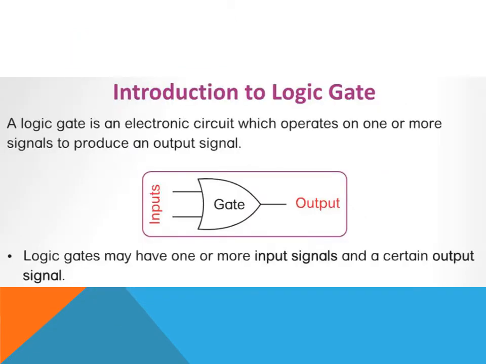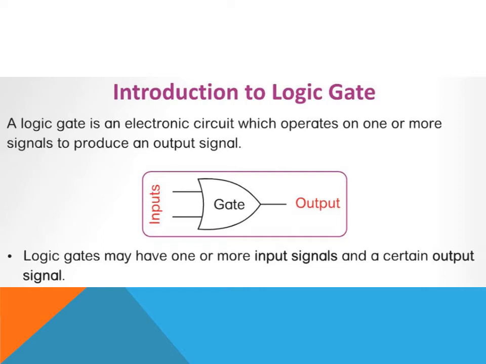So first of all, what is a logic gate? A logic gate is an electronic circuit which operates on one or more signals to produce an output signal. Just for example, when you put on the switch of your light in the room, what happens? The light lights up, the bulb lights up.